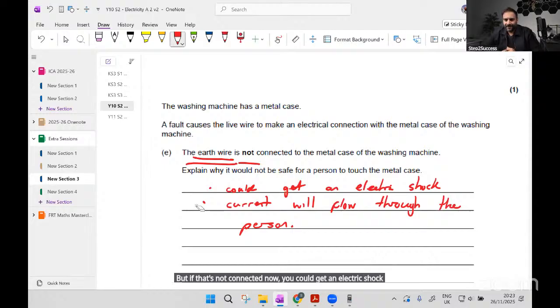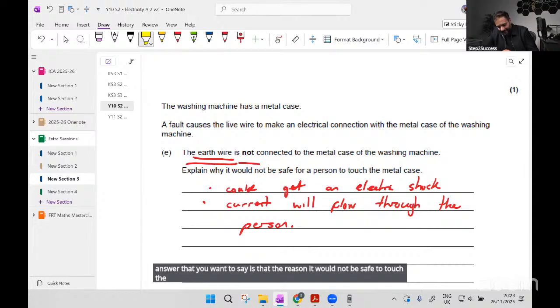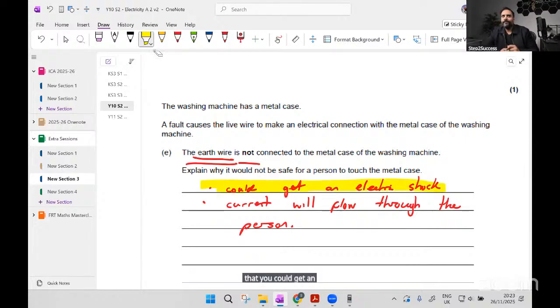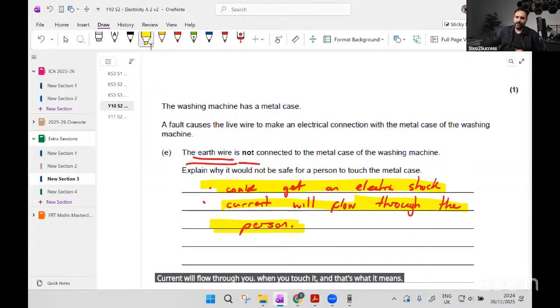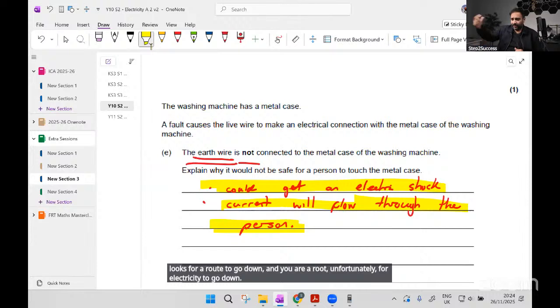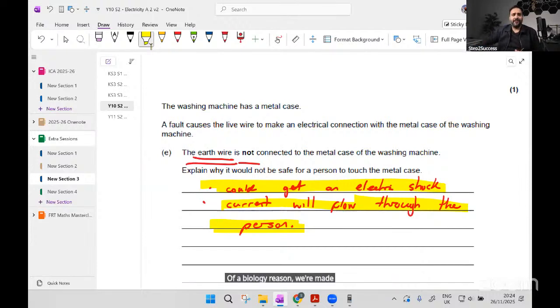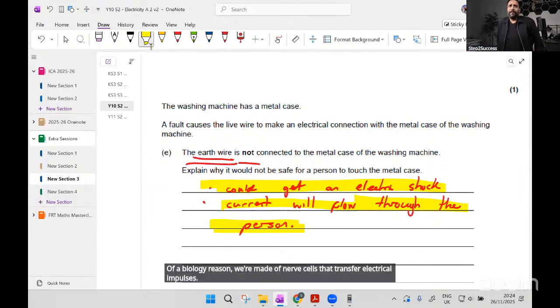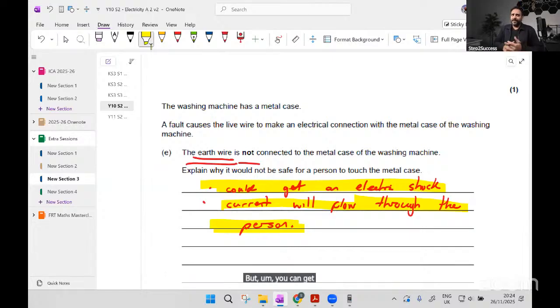And the answer that you want to say is that the reason it would not be safe to touch the metal case is that you could get an electric shock, firstly. Why? Because current will flow through you when you touch it. It looks for a route to go down, and you are a route, unfortunately, because of a biology reason. We're made of nerve cells that transfer electrical impulses. But you can get an electric shock because the current can flow through you. So that is the answer to that particular question.